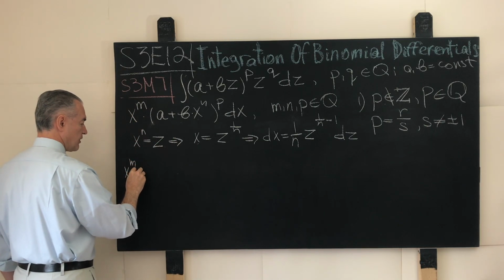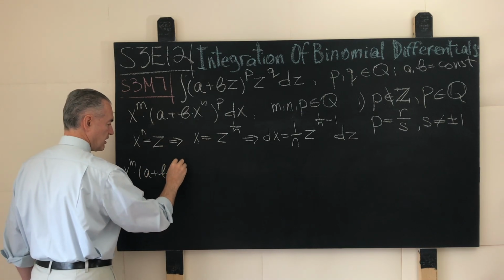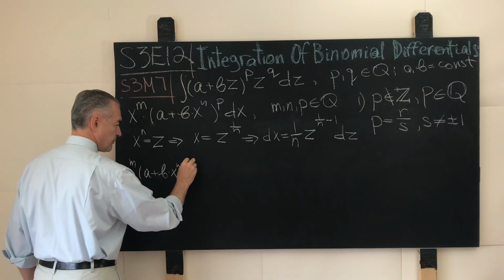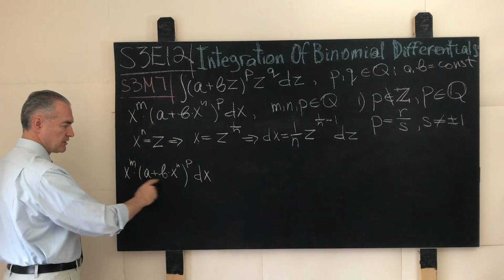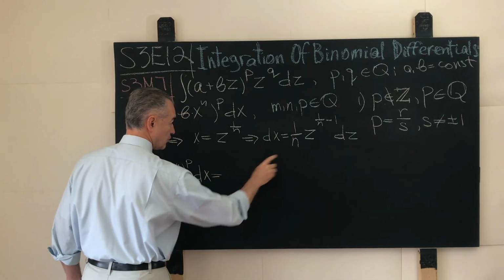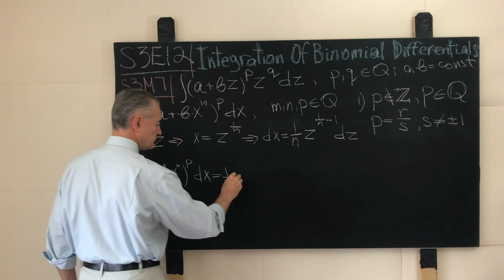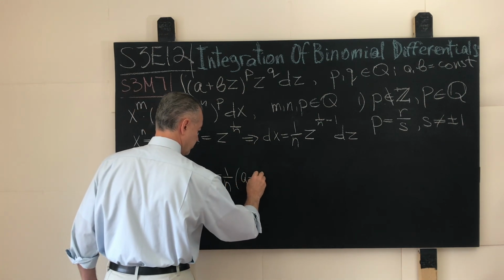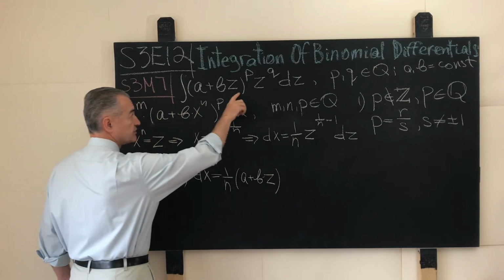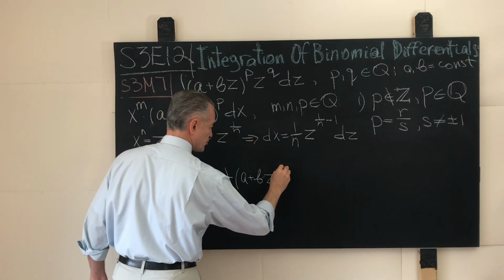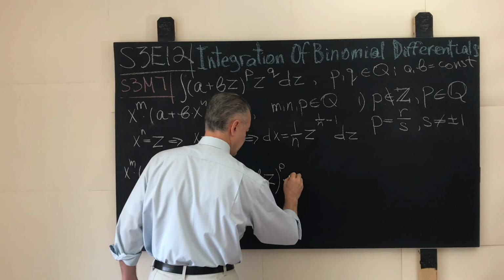X raised to the power of m times a plus b times x to the nth power, raised to the power p, dx. This is our original binomial differential, and it unfolds into what? 1 over n, then we will have a plus b times z, you see, this is our differential emerging, raised to the power p.